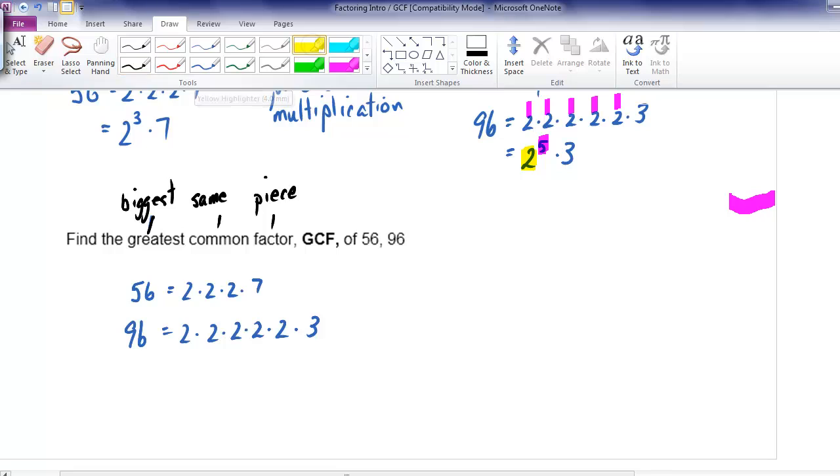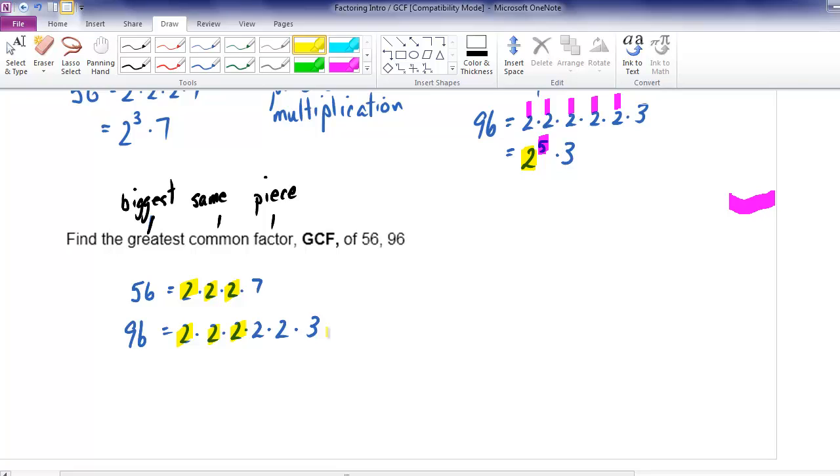So what I like to do is help my brain and identify it somehow. In looking at both of these, I know 56 has a factor of 2, and so does 96. 56 has another one, so does 96. 56 has a third one, so does 96. 56 has a 7, but 96 doesn't. 7 does not go into 96, therefore it's not a common factor, it's not the same piece.